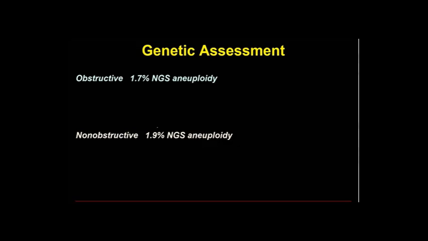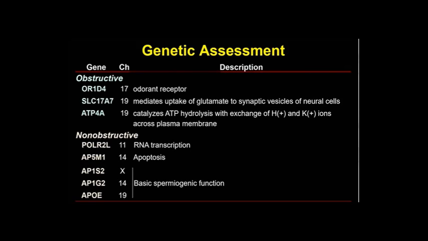First, we assessed the overall aneuploidy of the spermatozoa for each cohort by NGS. We did not observe a significant difference in sperm aneuploidy between the obstructive and non-obstructive groups. We then assessed the genes that were present in all of the patients from the OA and NOA cohorts, respectively. In the OA group overall, only 3 common gene mutations were identified, shown here in green. These were mainly housekeeping genes that were not related to spermatogenesis or embryo development. In the NOA cohort, however, 5 gene mutations were found that were involved in RNA transcription, apoptosis, and basic spermiogenic functions.